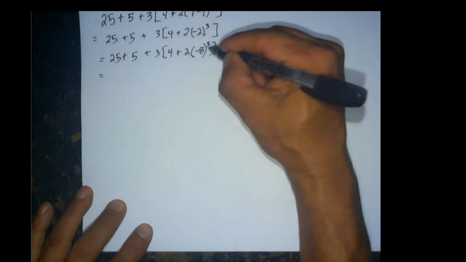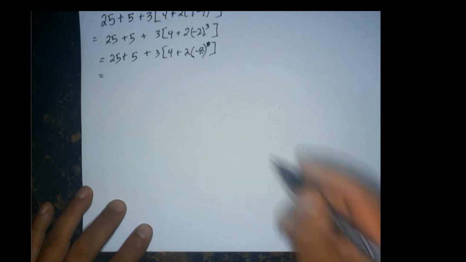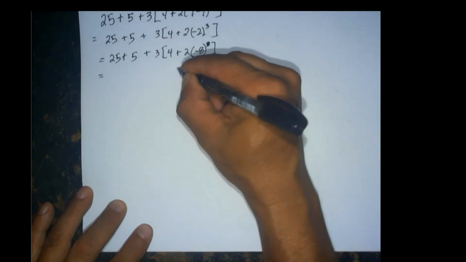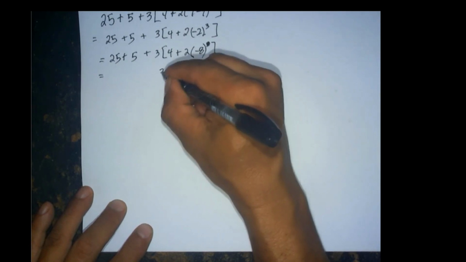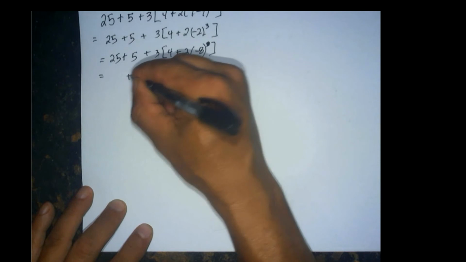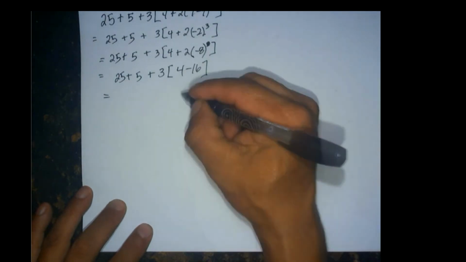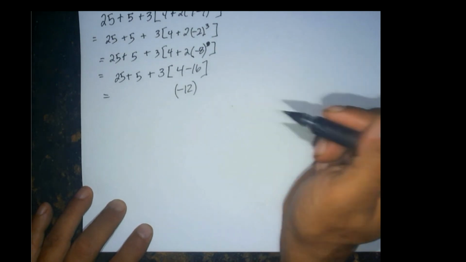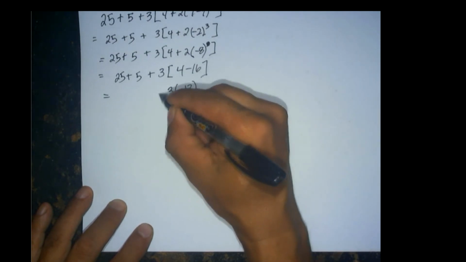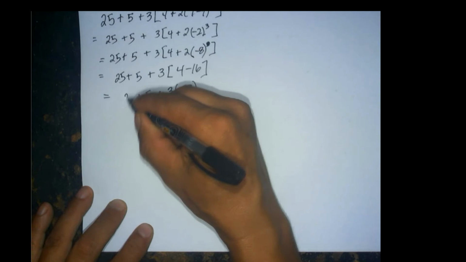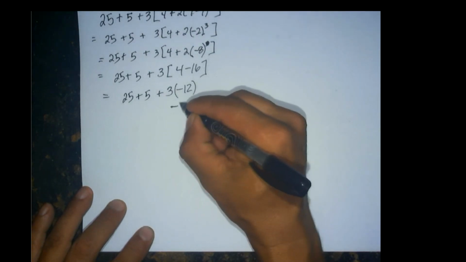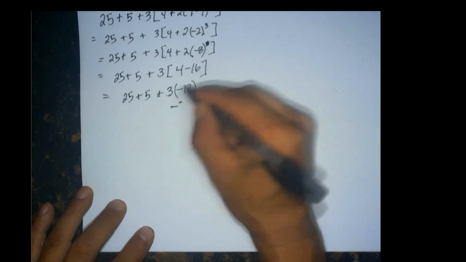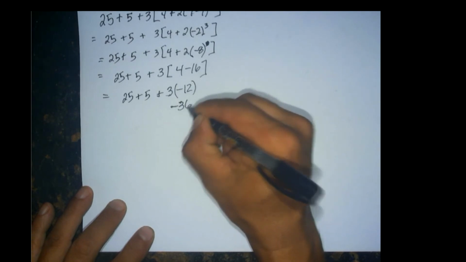Okay, now we do... Oh, I put the cube again. We don't need to cube it again. 2 times negative 8 is negative 16. So we can put 4 minus 16 there. Multiply that by 3 plus 5 plus 25. Okay, 4 minus 16 is negative 12. Right? And now we have positive 3 times negative 12 is negative 36.